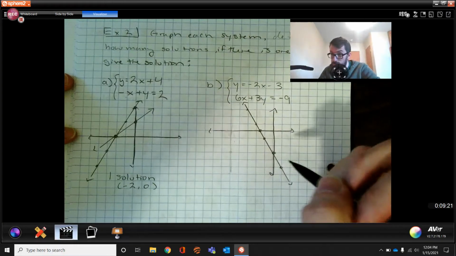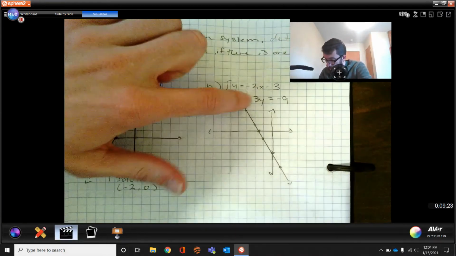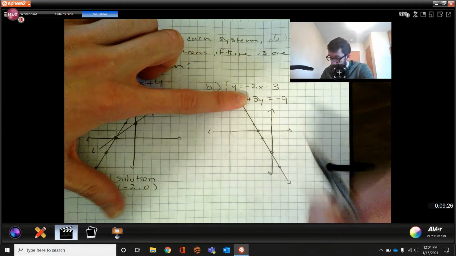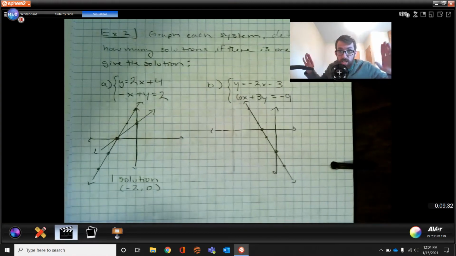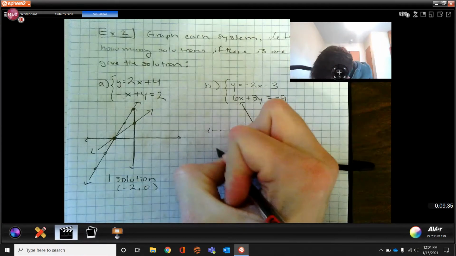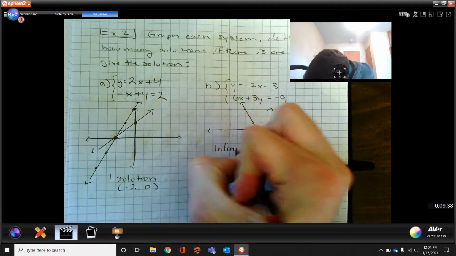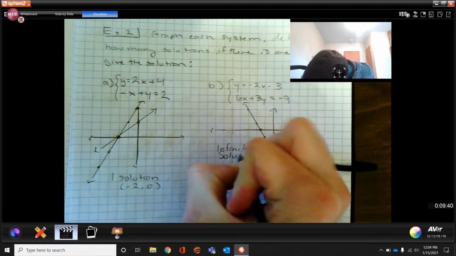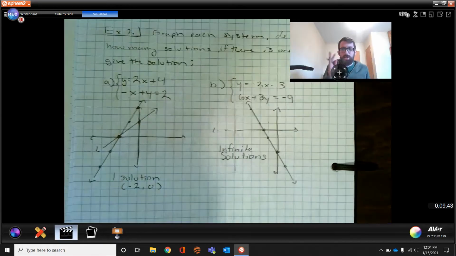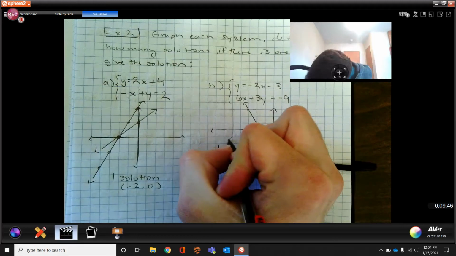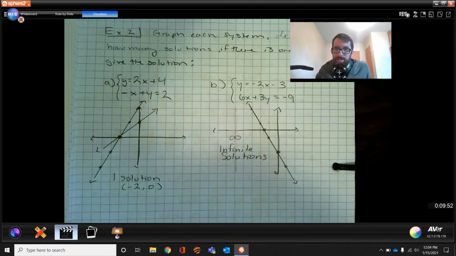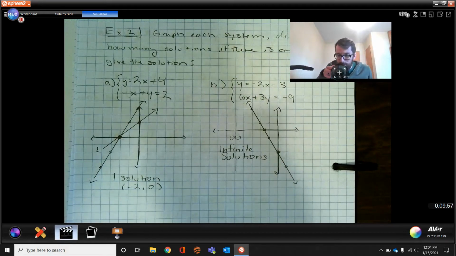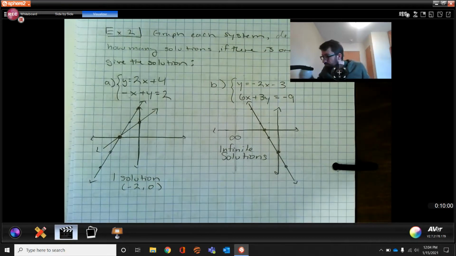Uh-oh. Take a look at this. If we then cover up the x, the y is going to be negative 3, which is down there. These lines are the same. So there are infinite solutions. Okay? And if you want to get all fancy and write that infinity symbol, it's that sideways 8, or an 8 on its side. Maybe that's a better way of saying it.